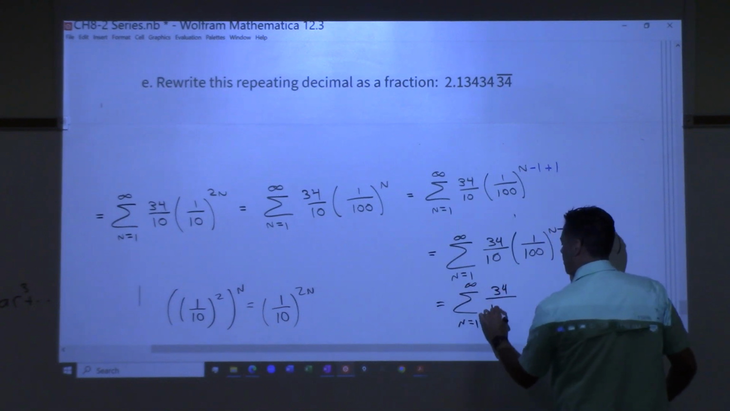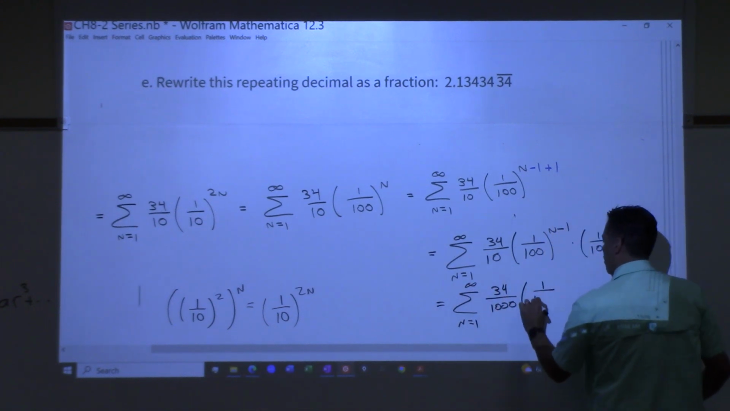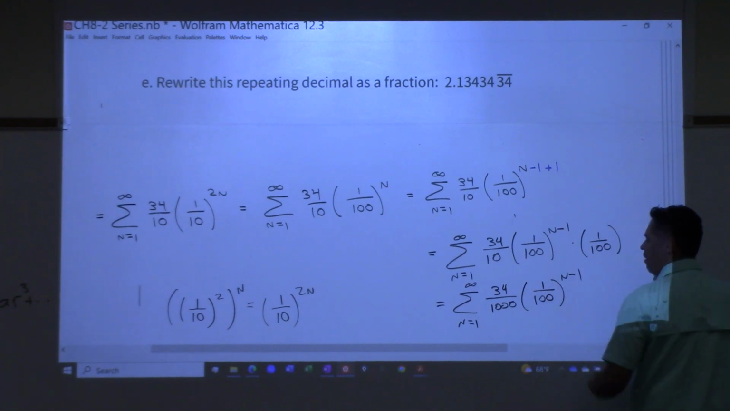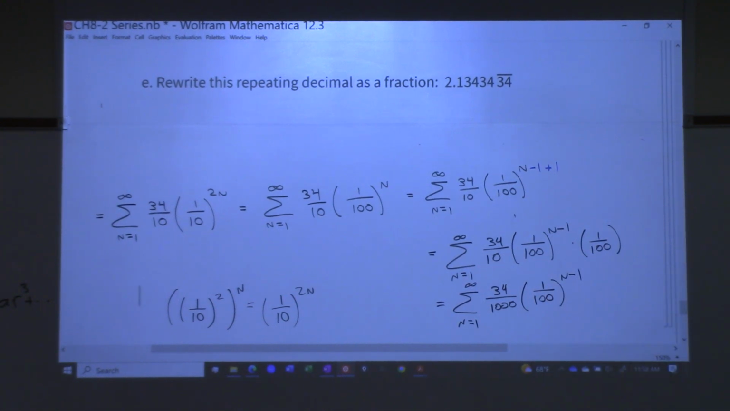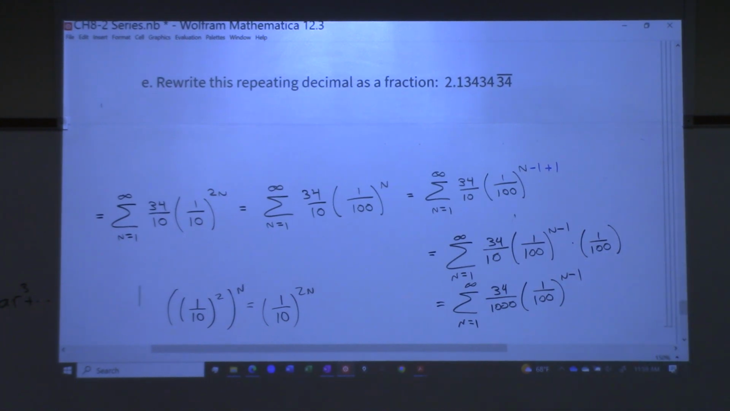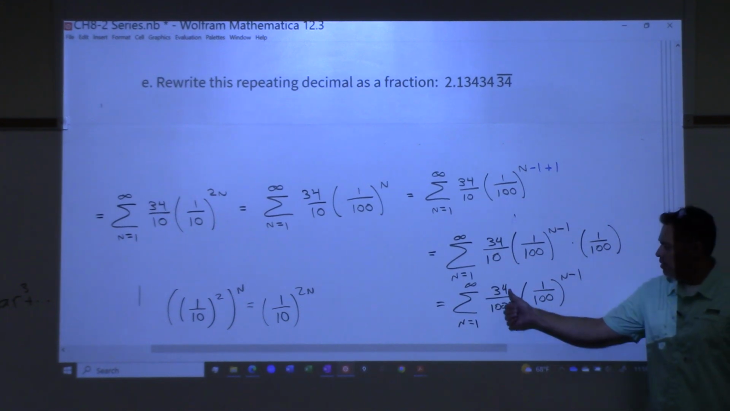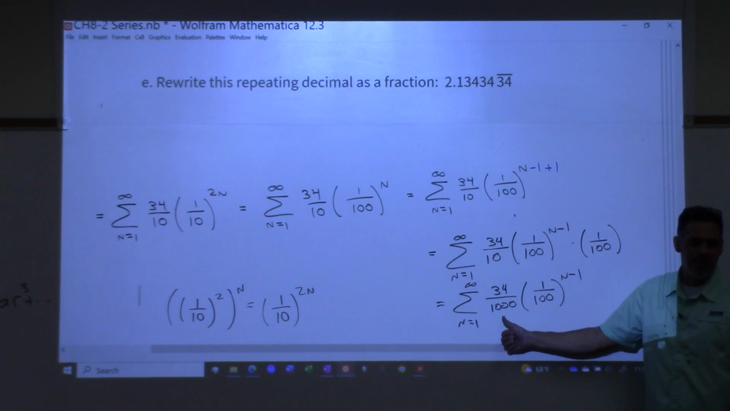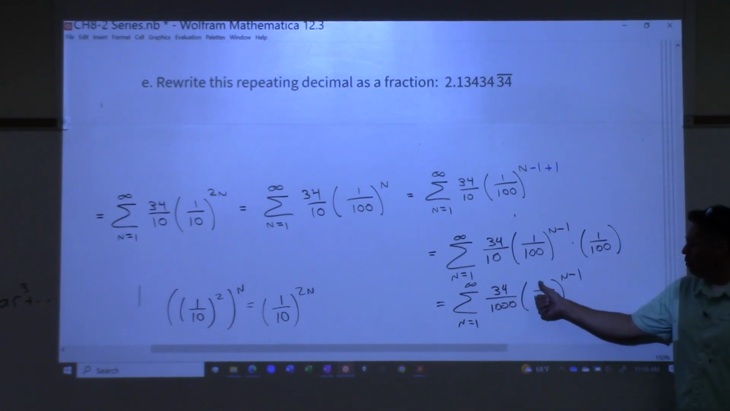(34 over 1,000), 1 over 100 to the n minus 1. Geometric. Oh, right. We are doing geometric. Well, I'm saying it's now the form that I can use the formula for, right? What's a for us? 34 over 1,000. I could reduce that. I'm not going to. 34 over 1,000 is a, right? And then r is 1 over 100.